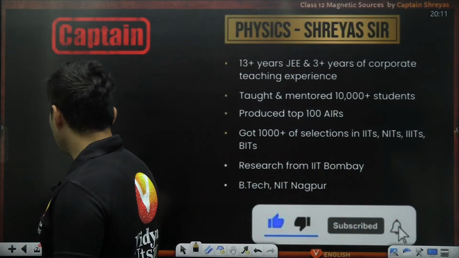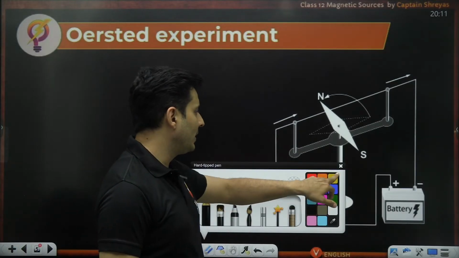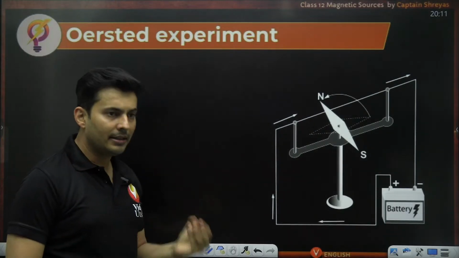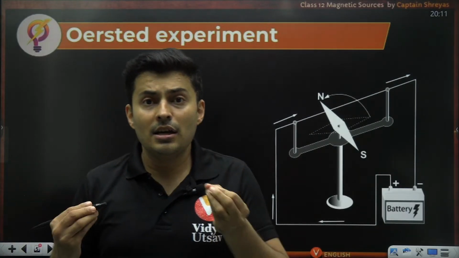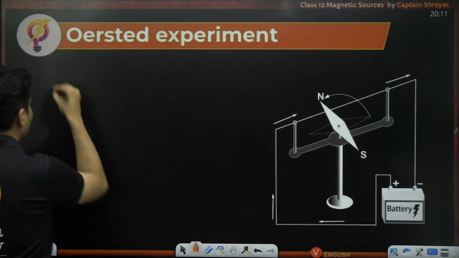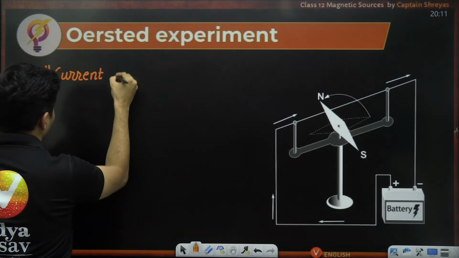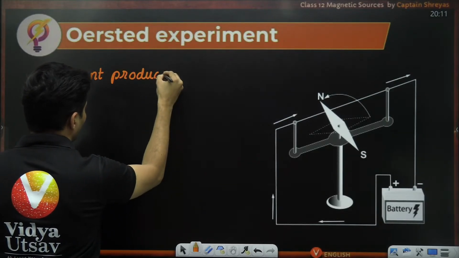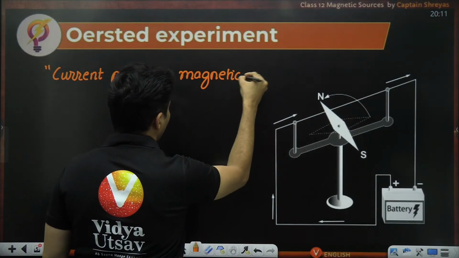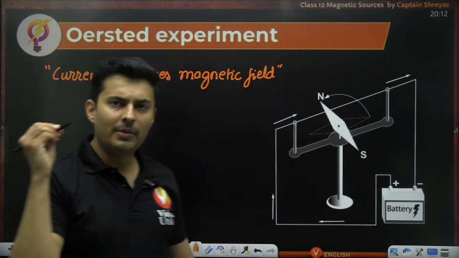Let's move to the concepts. Let's start with Oersted's experiment, which proved that current can create a magnetic field around it. Oersted's experiment is all about the current producing a magnetic field around it. That is what Oersted's experiment proved.